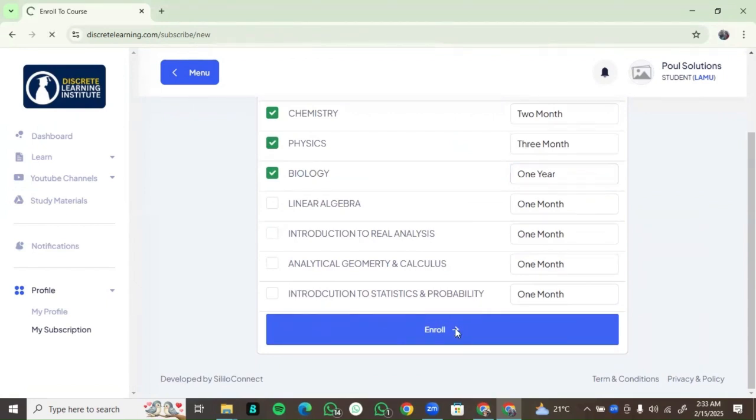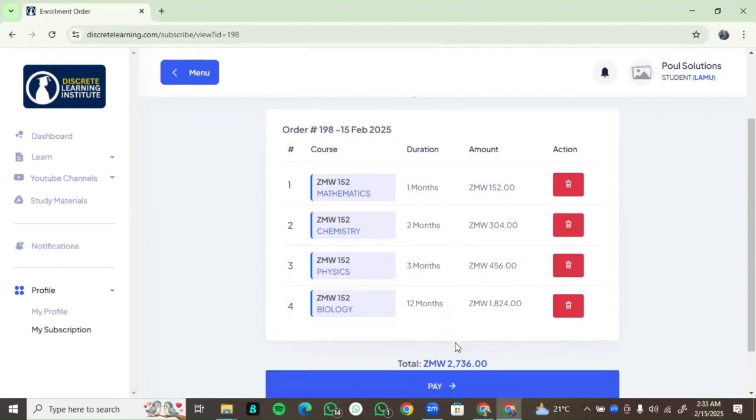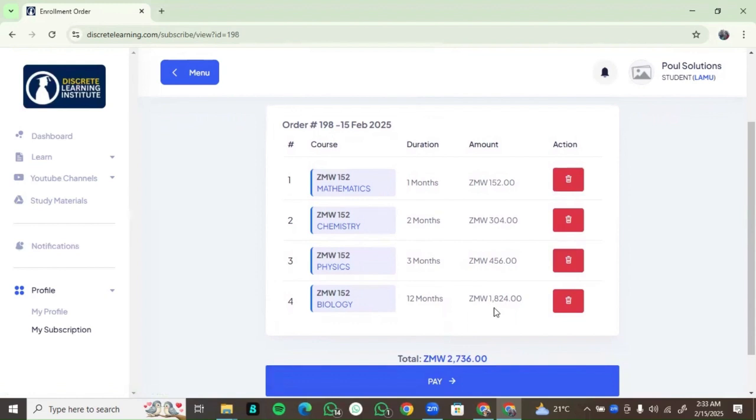So you click on enroll. Okay, so it's going to show you the amount that you are going to pay on each of those courses. So this one for 1 month, you have a 150 there. This one for 2 months, you have this amount. This one for 3 months, you have that one. This one for 12 months. Okay, if you want to pay in advance, you have that amount.